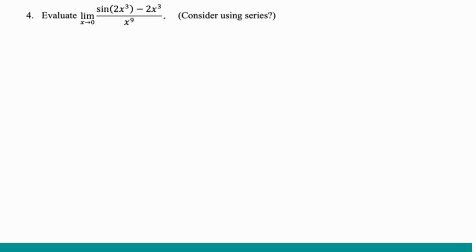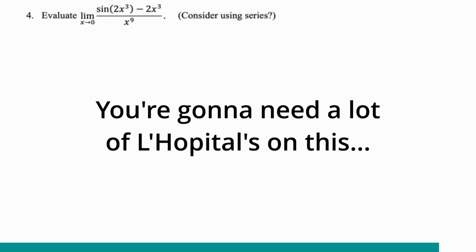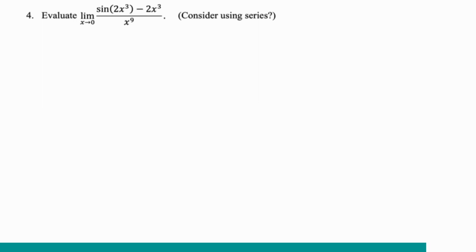We want to evaluate the limit as x approaches 0 of sine of 2x cubed minus 2x cubed over x to the 9th. So your first thought here might be, let's use L'Hopital's, but I've written in the problem, let's consider using series, because when you're first learning series, nobody wants to use them for anything. So what I'm going to do is write a series for sine of 2x cubed, and I will replace sine of 2x cubed with that, and then I'll go from there.